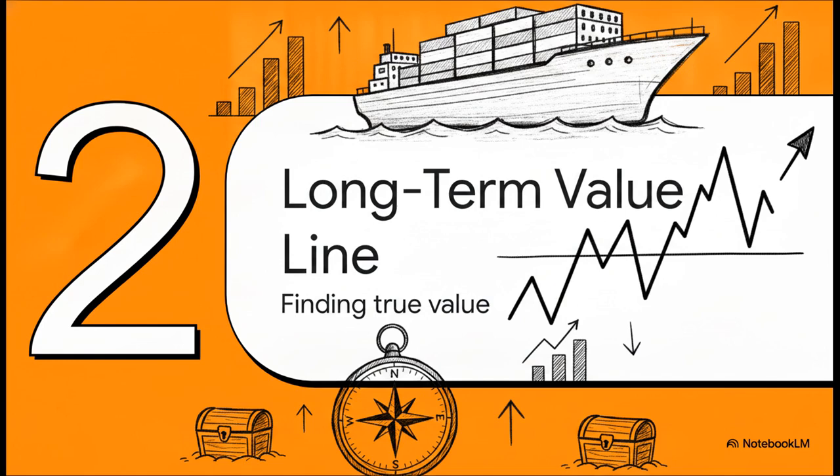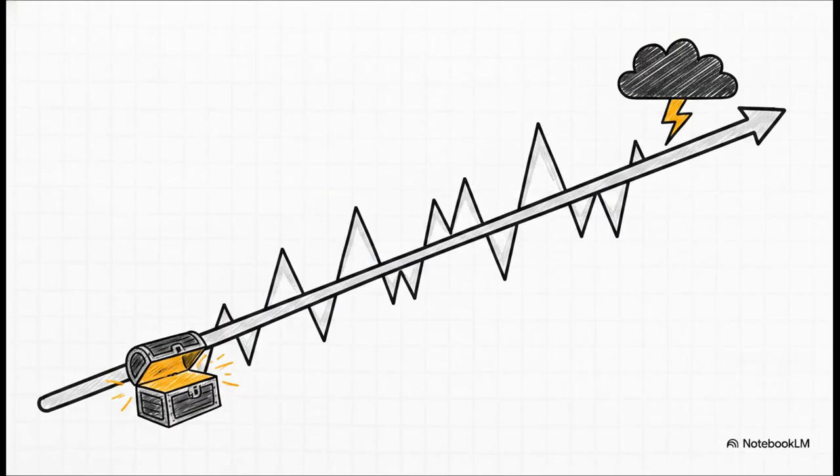Section 2. The long-term value line. So that massive ship, the long-term moving average, is exactly what long-term value investors use to establish their baseline. It acts as a compass to find historically undervalued opportunities in the market. Our source actually calls this the value line. Depending on the chart you're looking at, this is typically the 5-year moving average on a monthly chart or the 200-day moving average on a daily chart. And the application here is just beautifully simple. When the current price dips significantly below this line, the asset is historically undervalued, it's on sale.